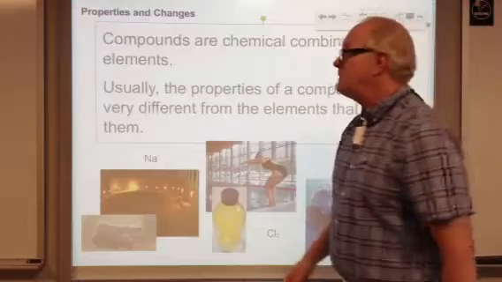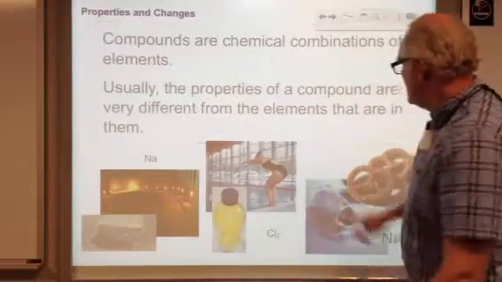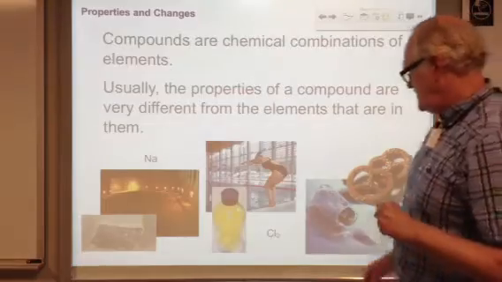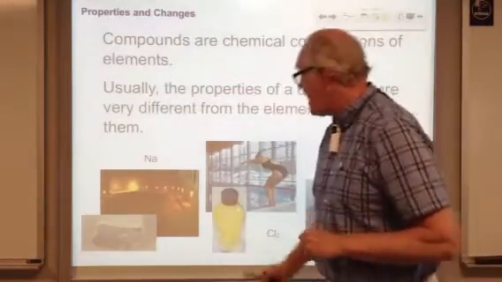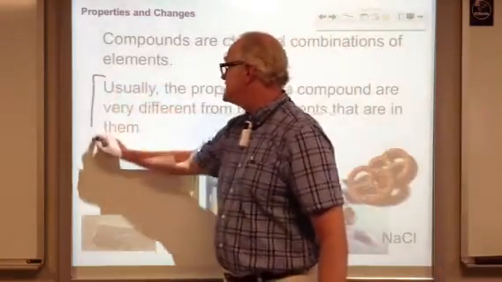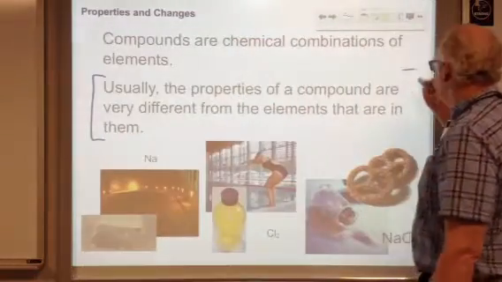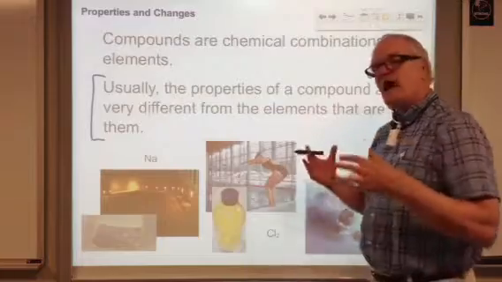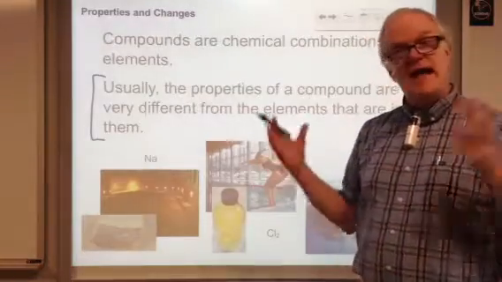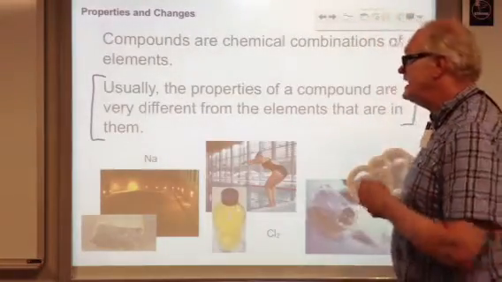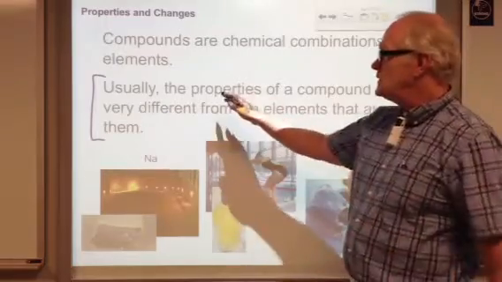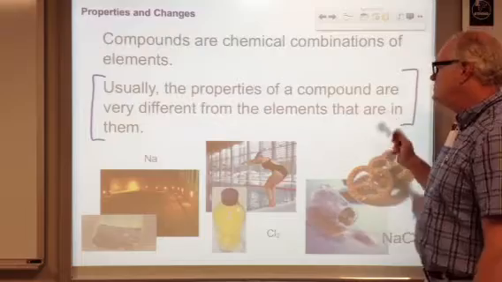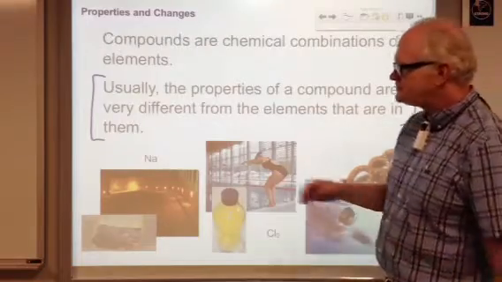They tell us something about chemical reactions. And this slide here is giving us an example of this sentence. Here's the key sentence on this slide right here. Oftentimes when we have a chemical reaction, the result is a compound. Compounds are chemical combinations of different elements. And usually, the properties of a compound are much different from the elements that make them up.